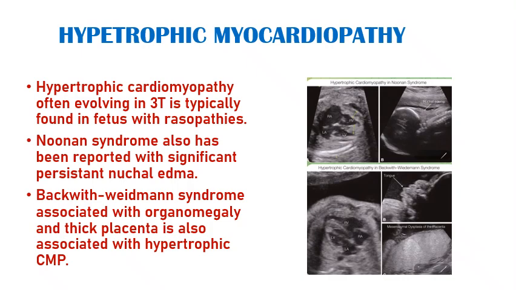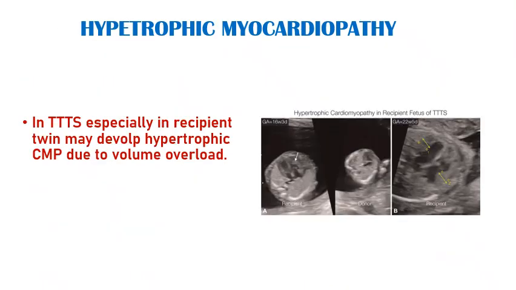Hypertrophic cardiomyopathy, often evolving in the third trimester, is typically found in fetuses with chromosomopathies. Noonan syndrome has also been reported with significant persistent nuchal edema. Beckwith-Wiedemann syndrome associated with organomegaly and a thick placenta is also associated with hypertrophic cardiomyopathy. In TTTS, especially in the recipient twin, it may develop hypertrophic cardiomyopathy due to volume overload.